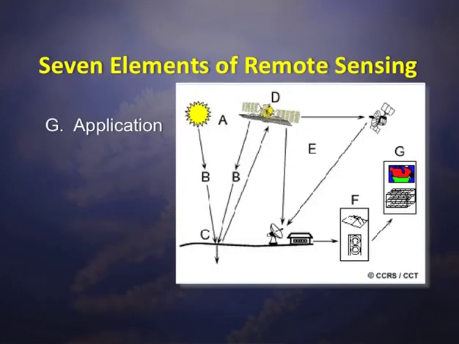Finally, it will be used for application. Once the plant is identified, it will be used for the application. Thus, these are the 7 elements, right from the source of energy, sunlight, to the application. These 7 elements play a very important role in remote sensing.